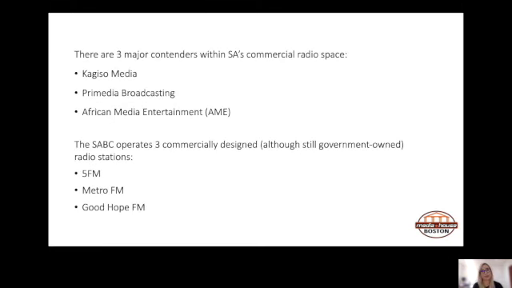With regards to the private sector, there are 3 major contenders within South Africa's commercial radio space, and they are Kagiso Media, Prime Media, and African Media Entertainment, so AME. The SABC operates 3 commercially designed radio stations, and those are 5FM, Metro, and Good Hope FM.